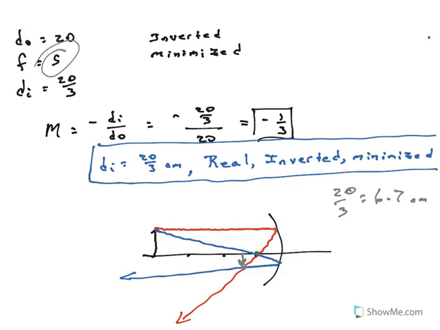And then finally, analytically, we're told this is a minimized image because the absolute value of our magnification was 1/3, and 1/3 is a number less than 1. Looking at our picture, is the gray arrow smaller than the black arrow? Yeah, so our image is indeed smaller, so everything matches up.